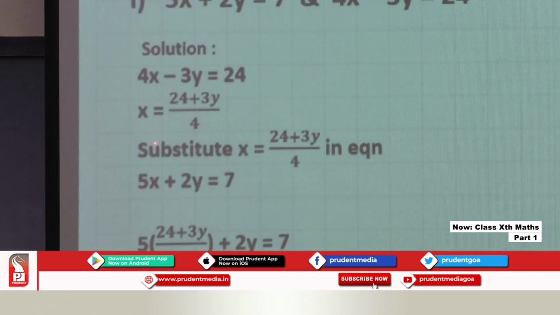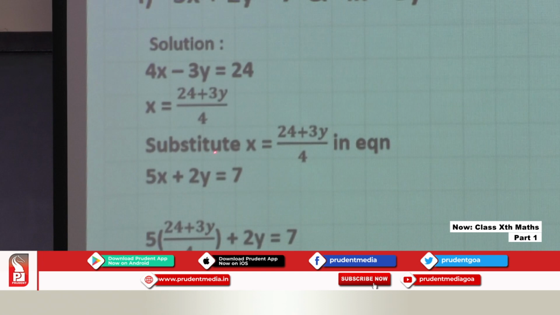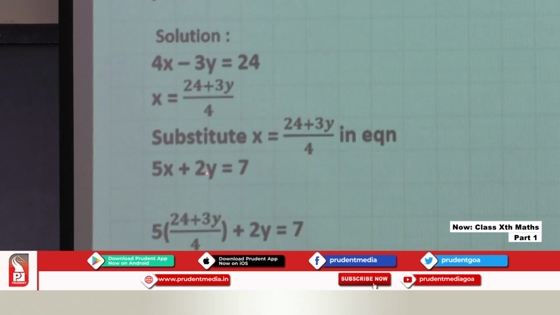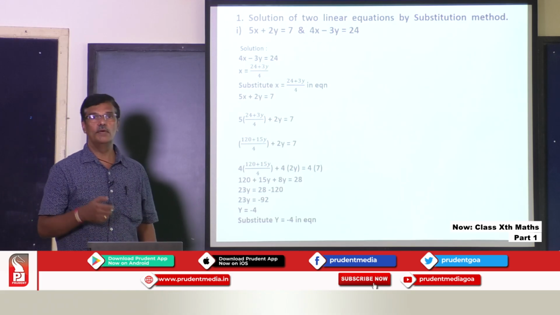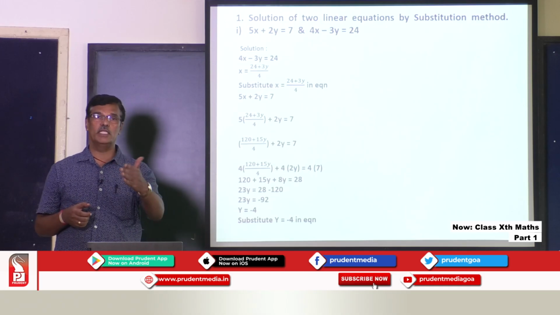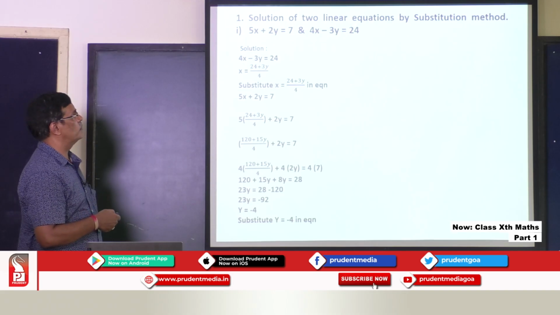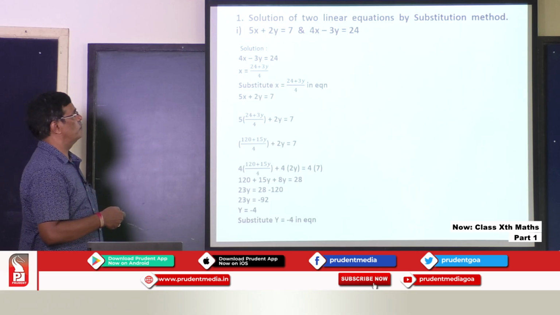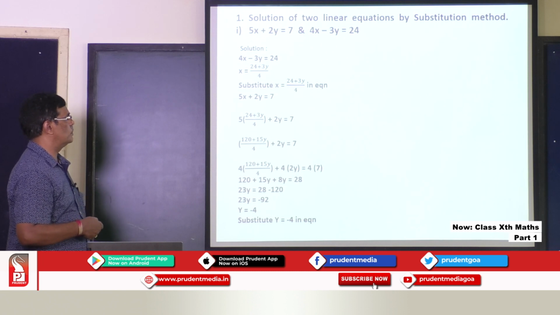Now, this value of x I have substituted in the first equation. I have written here: substitute x is equal to 24 plus 3y upon 4 in the equation 5x plus 2y is equal to 7, the first equation. Since you are using the second equation, that value you cannot substitute in the same equation. Why? Because if you substitute the same value in the same equation, you are going to get the original equation. So, if you are using the second equation, then that value you have to substitute in the other equation. So, since I have used the second equation, I have substituted that value in the first equation here, 5x plus 2y is equal to 7.